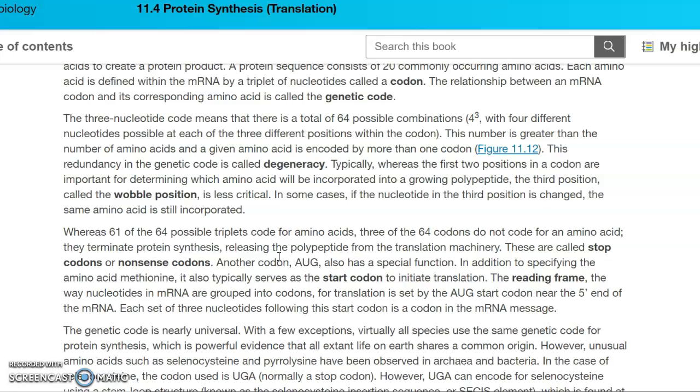61 of those 64 triplet codons code for amino acids, and the other 3 do not. They code for what we call stop codons, which lets the ribosome know that we're at the end of that translation process. There's also another codon called the start codon, but it does code for a particular amino acid, and that's methionine. So that's its start codon.